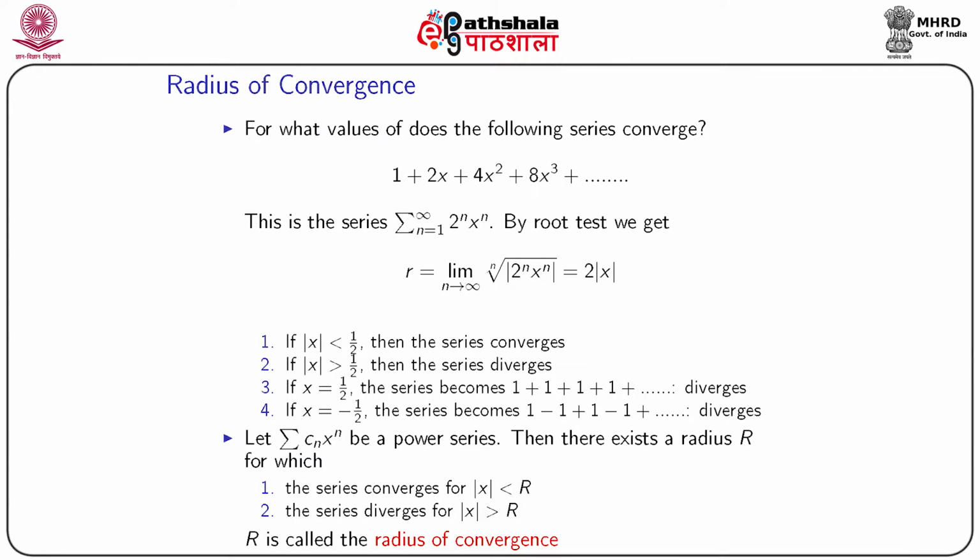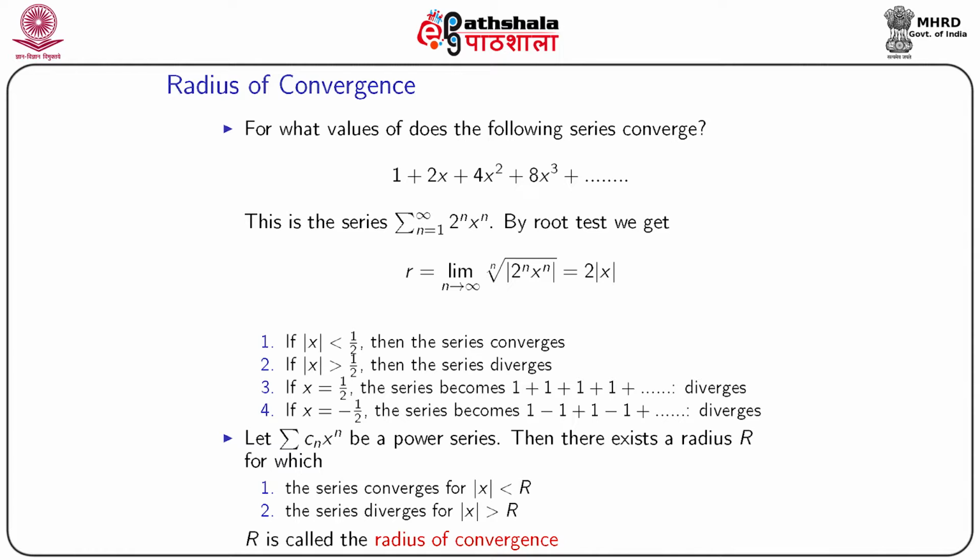Now we will ask the question, for what values of x will this geometric series converge? 1 plus 2x plus 4x squared plus 8x cubed and so on. We can write this series as the sum over n from 1 to infinity of 2^n times x^n, and by the root test we get r as 2 times modulus of x. If modulus of x is less than 1/2, then the series converges. If mod x is greater than 1/2, then the series diverges.